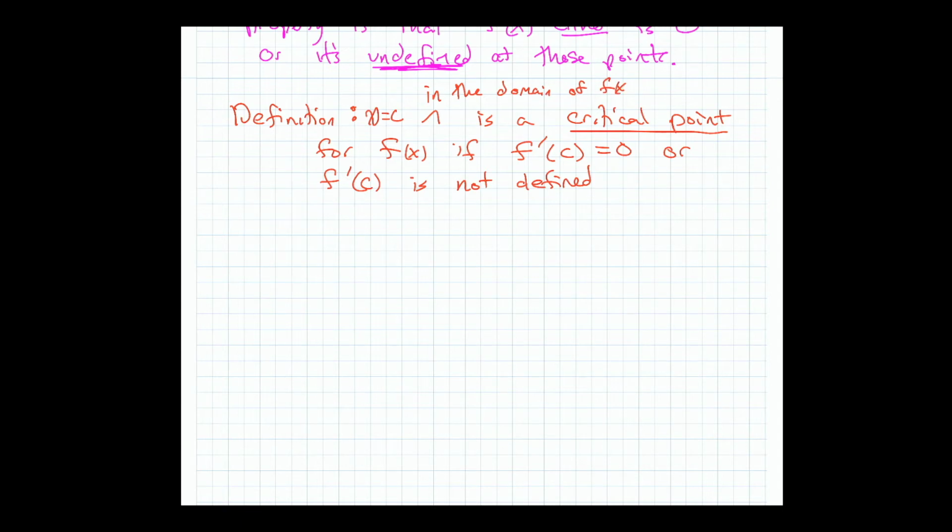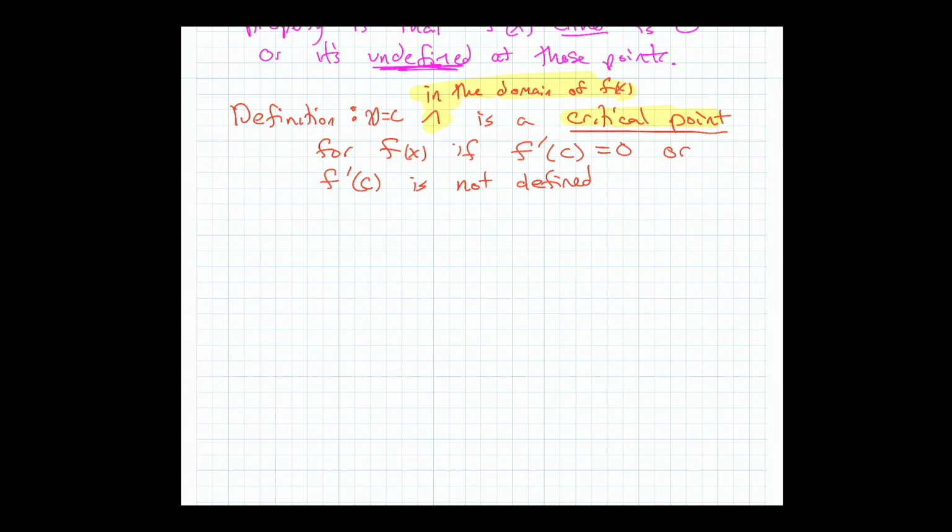The reason I'm adding this to the definition is because if your function is not continuous at a point, then of course the derivative doesn't exist. So we only want to talk about points that you could plug into the function. If it's not, then it's not a critical point. So it has to be in the domain. So that is a critical point: a place where the derivative is 0 or not defined. Okay, so that's a critical point.